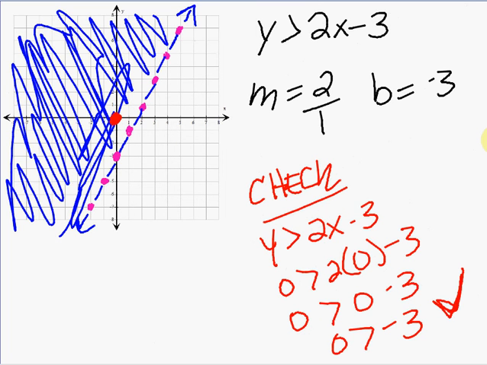Alright, so things we need to remember before we wrap this up. If you have a greater than or less than symbol without the equal to bar, it's a dotted line. If you're greater than, you shade above. If you're less than, you shade below. And you can always check by plugging a point in that's not on the line. When you plug that point in, if it works out, that means you shade on the same side as that point. And if you plug the point in and it doesn't work, then that means you have to shade on the opposite side of your line. That's how you'd graph inequalities.